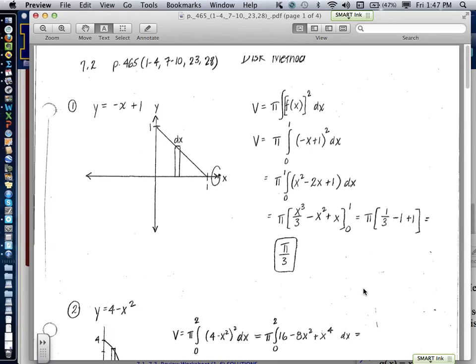How many of you checked your answers? Awesome. How many of you got them all right? Awesome. Okay, how many need help with any of these before you take the quiz?